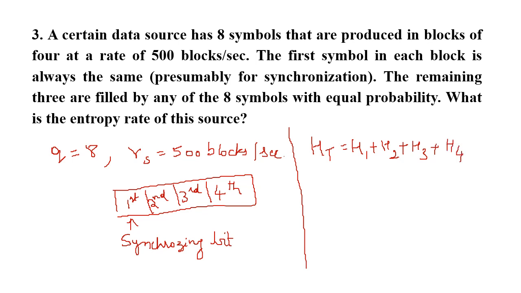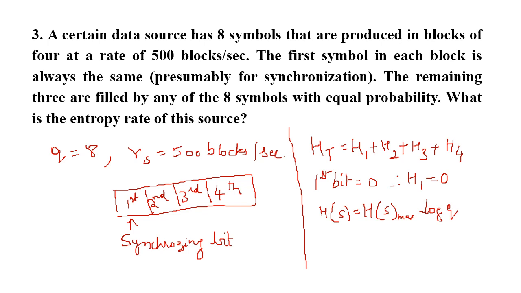Now what is the first bit here? They have told us that the first bit is always going to remain the same, and it is the synchronizing bit. So the first bit in this block is always 0. There is no probability, so we can write H1, that is the first block entropy, as equal to 0. Next, it is told that the remaining 3 blocks are filled with equal probability values, and we know that when all the symbols are equiprobable, H of S is equal to H of S max, which is equal to log Q. This we have already proved in the properties of entropy.